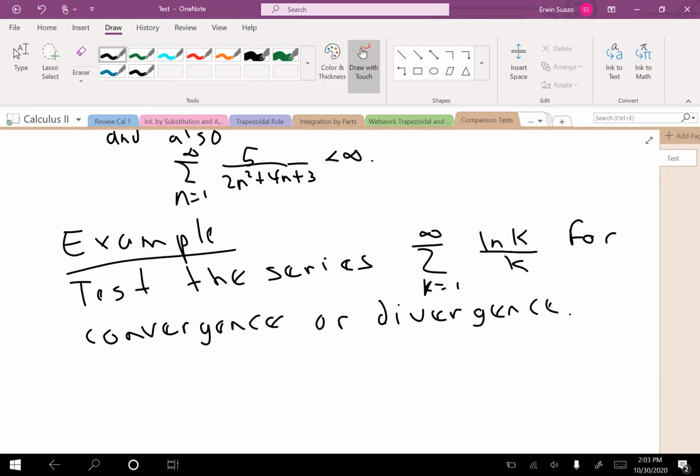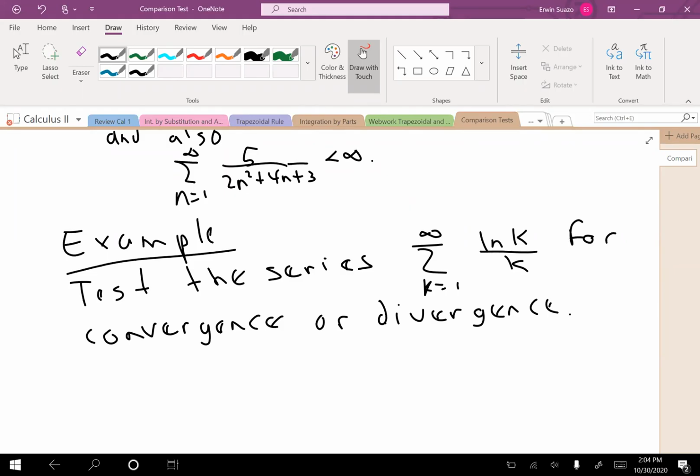So let's see. We have this sum. Actually, I think we already did a similar one. We solved this one using the integral test. But we can solve it in another way. You can solve it more than one way, as long as you are using it right, it's fine.